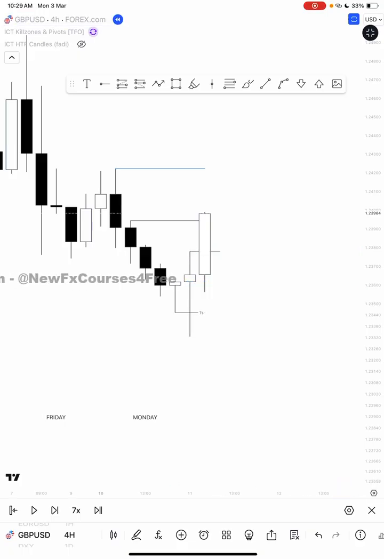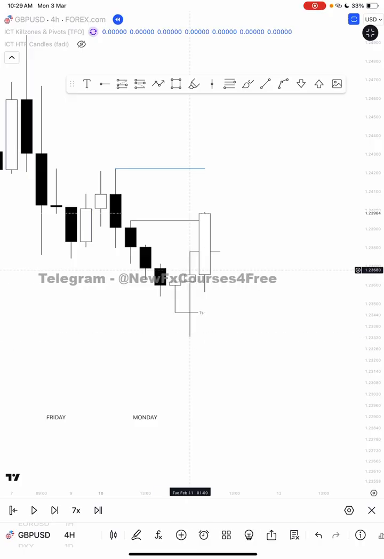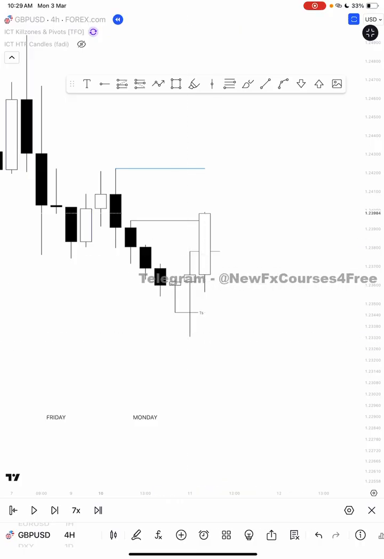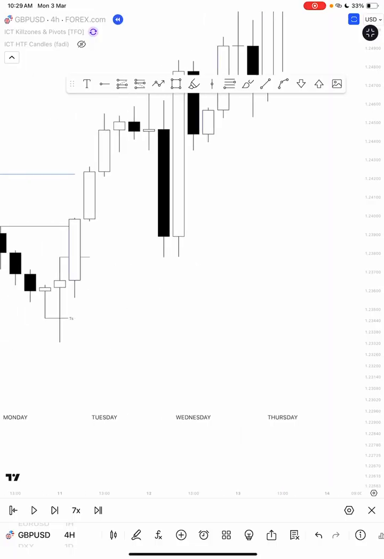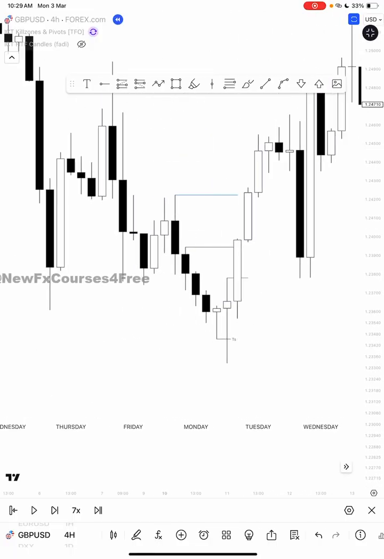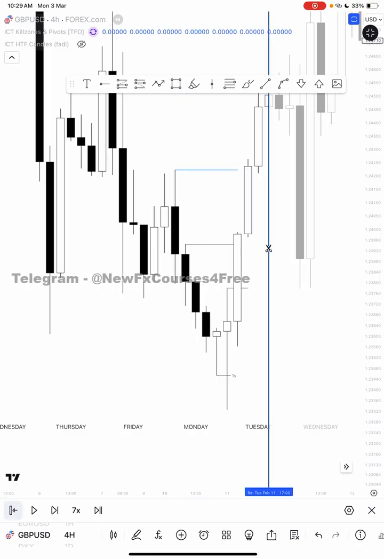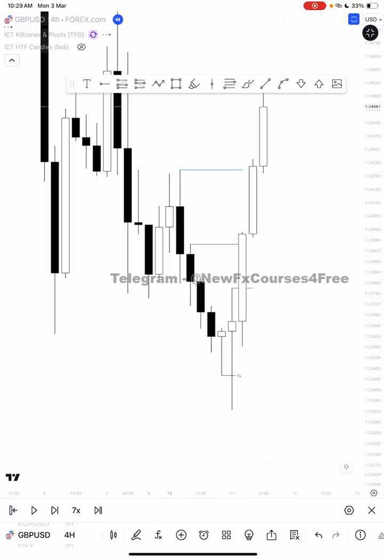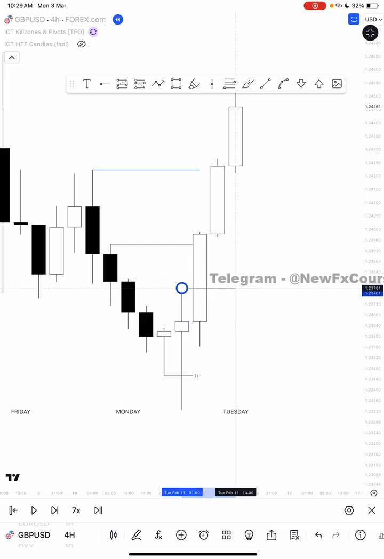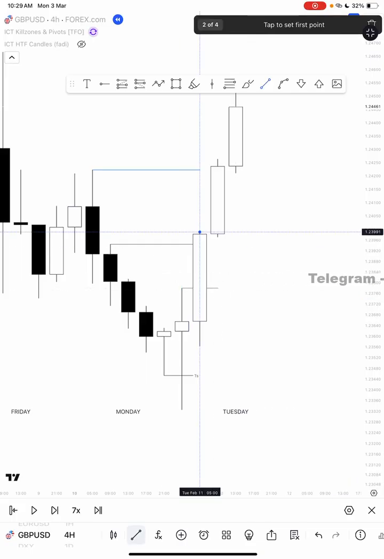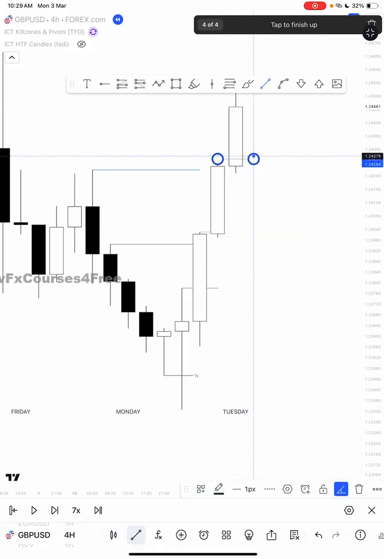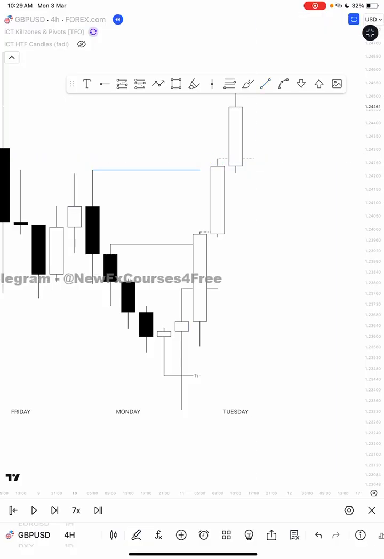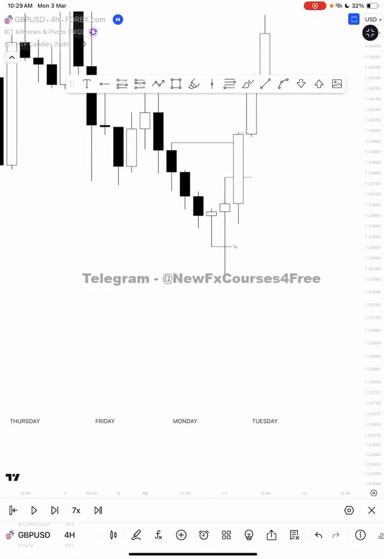So here, weak below, closed back into the range. Next day, target previous day high. What happened the next day? Target previous day high. Okay, this is the 4 hour time frame, sorry, but I'm just using this as an example. So here, close, target previous day high the next day. If you're bullish, target previous day high. That's your continuation daily bias.